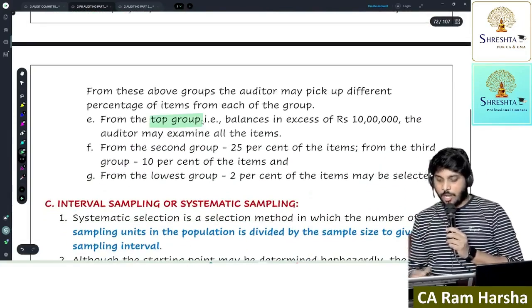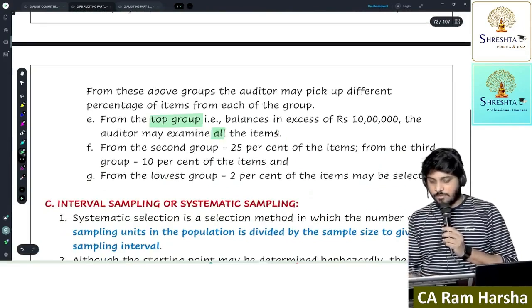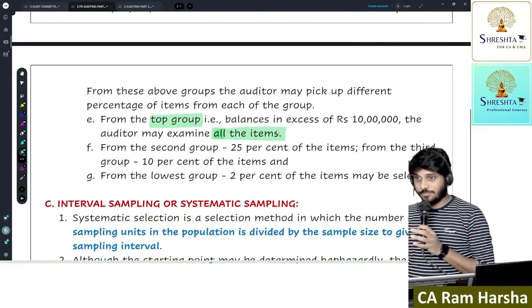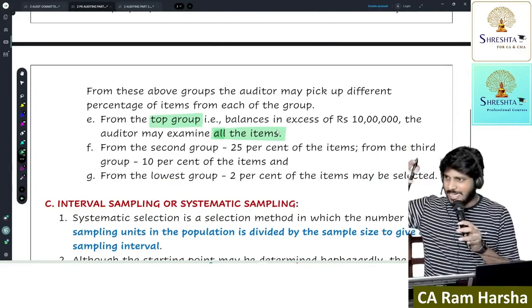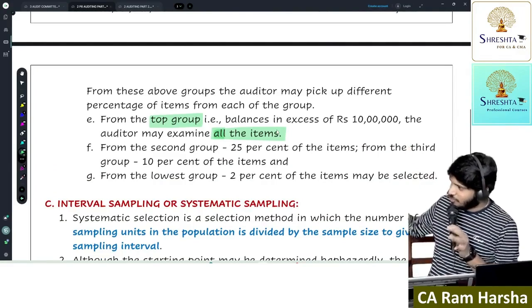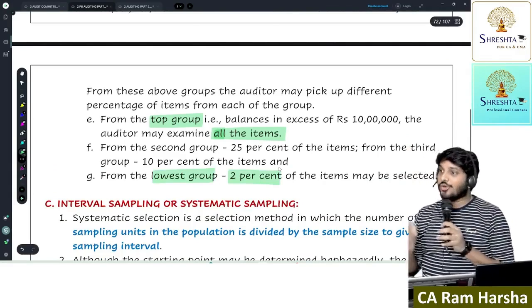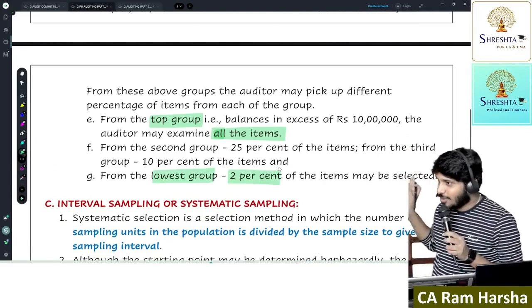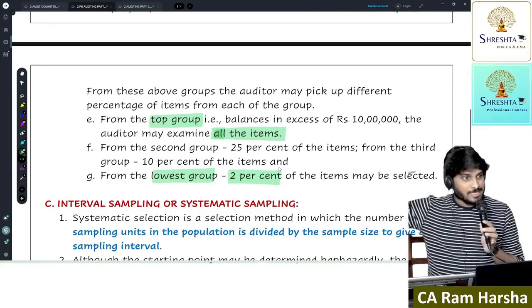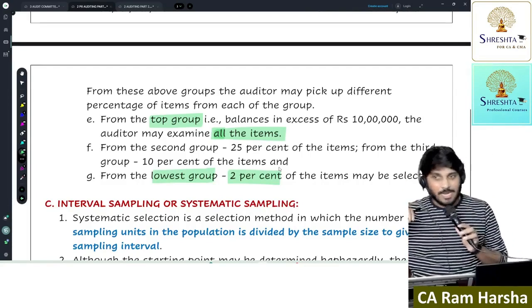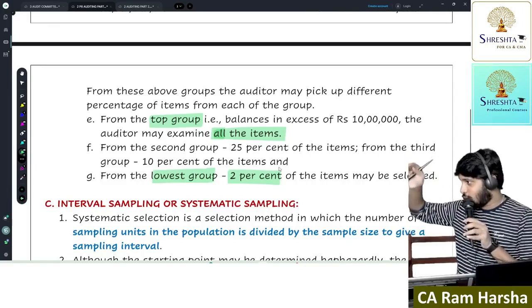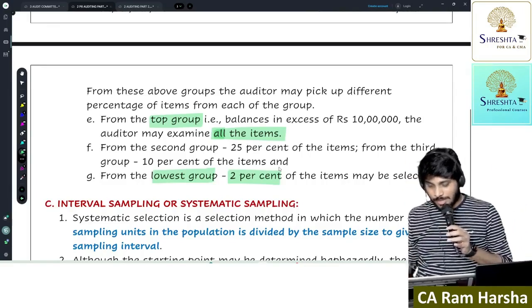Generally, for the top group, we verify 100% of items. Correct? Why? Big items are generally fewer in number. So even if you verify 100%, it is okay. Whereas from the lowest group, we verify 2%. For example, in our example also, 234 items were there. Only 6 items we verified. Hardly a 3% sample we verified from the lowest group. Yes or no? Able to understand?